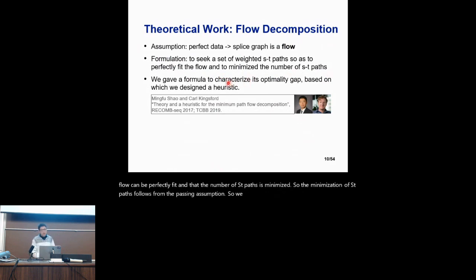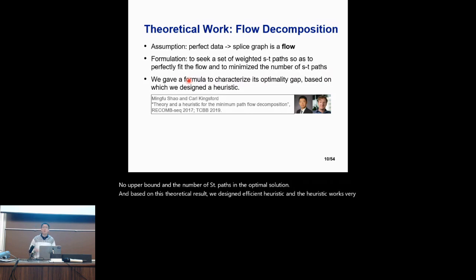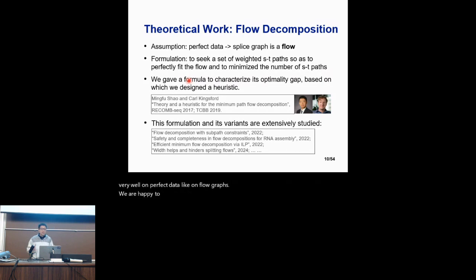We started with this formulation, and we got some interesting theoretical results. We give a formula to characterize the optimality gap. The gap is defined as the known upper bound minus the number of ST paths in the optimal solution. Based on this theoretical result, we designed an efficient heuristic, and the heuristic works very well on perfect data, like on flow graphs. We're happy to see that this theoretical work got a lot of attention from the community. Here I listed a bunch of follow-up papers.